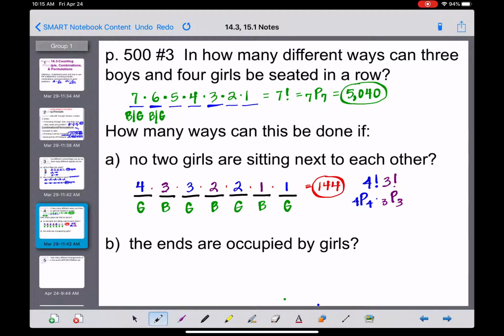The last one on this one says, what about if the ends are occupied by girls? So again, these blanks are going to help me kind of visualize. Again, I mentioned visualizing what's going on. So the ends have to be girls. So I'm going to go ahead and put girls here. And I don't know, anything could be for the rest of them. So these could be a boy or a girl, or all of these other ones. But I still have the stipulation that I have 3 boys and 4 girls.